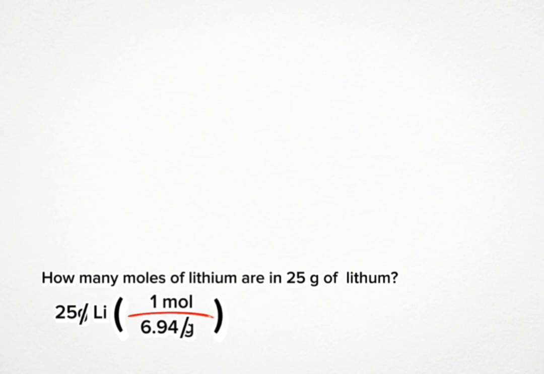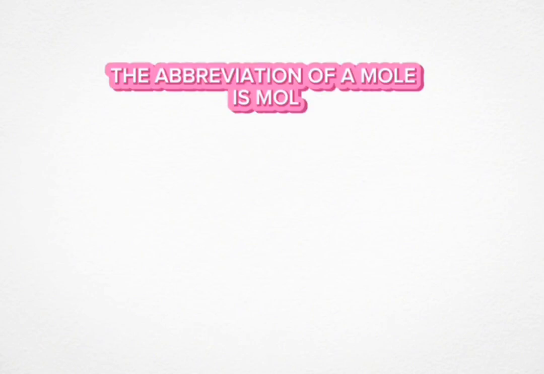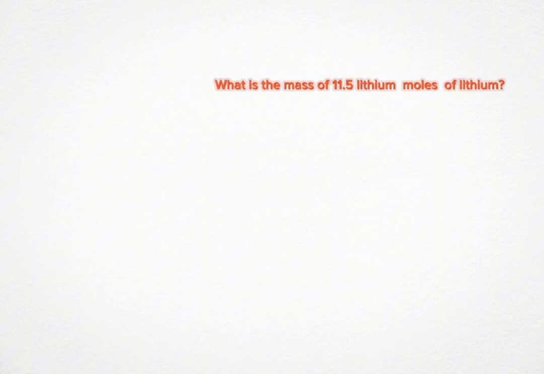Next, write 1 mole in the top of the fraction. Because the 1 is on the top of the fraction, this becomes a division problem. In your calculator, type 25 divided by 6.94. The answer is 3.6 moles of lithium. You may have been wondering what happened to the E in mole. Well, it turns out the abbreviation of mole is MOL. Isn't it just wonderful how much energy we're all going to save by not writing the E?